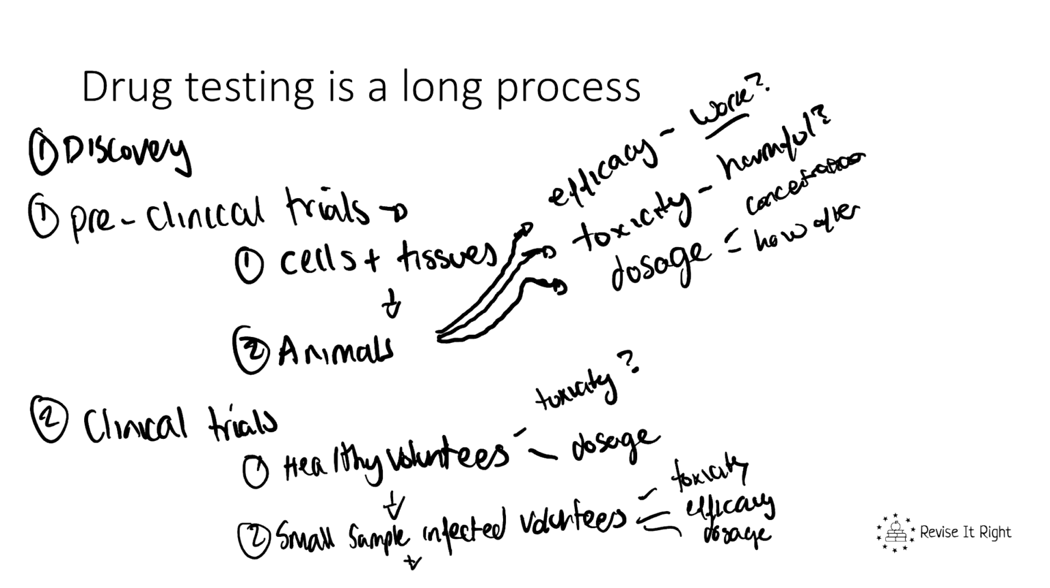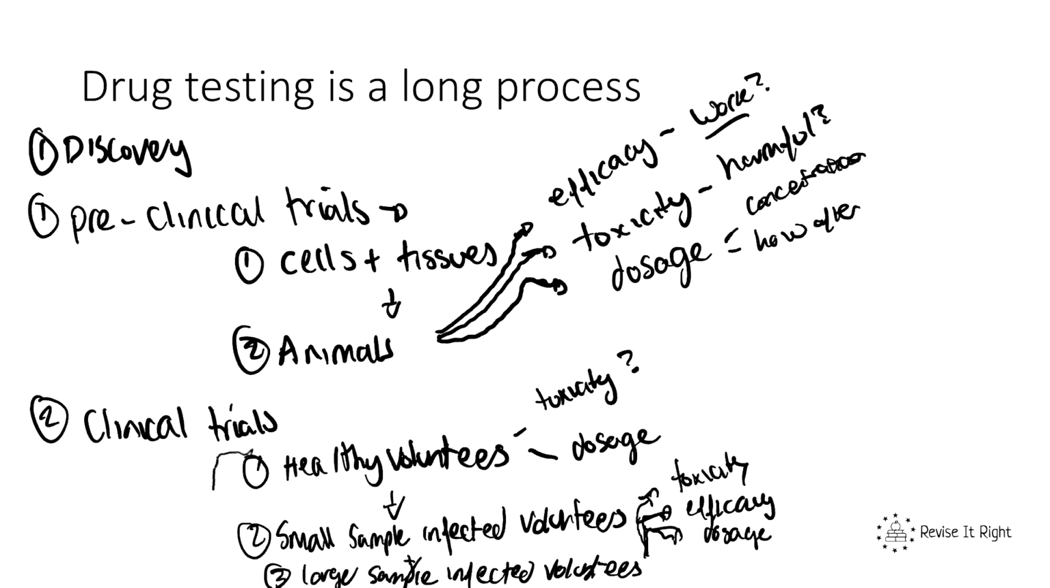And again, the final stage, really, once it's gone through all that, we then go to a much larger sample of the infected volunteers. Okay, so stage 2 is a small sample. Stage 3 is a much larger sample of these infected volunteers. And this is going to be a very, very big study at this stage now. And again, testing toxicity, efficacy, and the dosage as well.